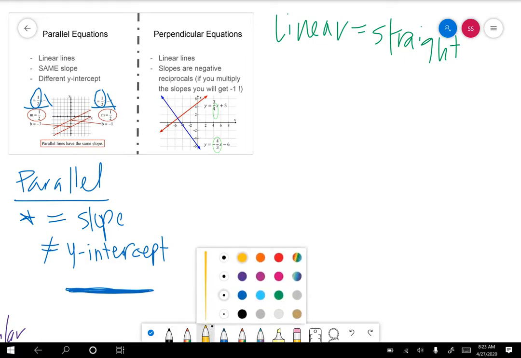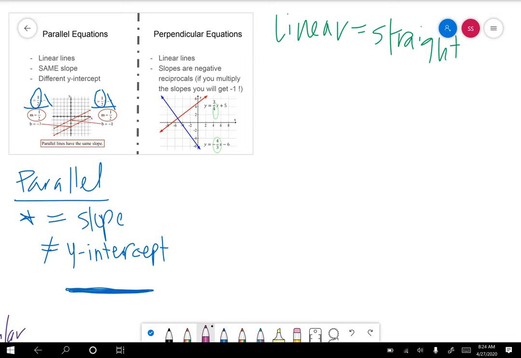Okay, let's talk about perpendicular lines. I almost started singing a song, but I'm not going to. Perpendicular line equations. Perpendicular line equations are going to be different than parallel lines. And you're like, yeah, obviously.